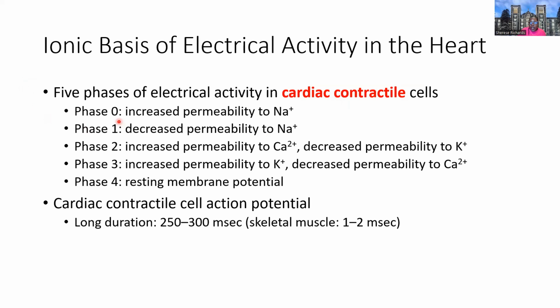Phase 0 is where we start with increased permeability to sodium. Then phase 1 is where we decrease that permeability. In phase 2, we're going to increase permeability to calcium, and then we're going to decrease permeability to potassium. What this does, phase 2 is going to sort of stall the action potential. This is going to have movement of calcium, and we're going to block the movement of potassium here. This is going to allow for some time for calcium to enter the cytoplasm.